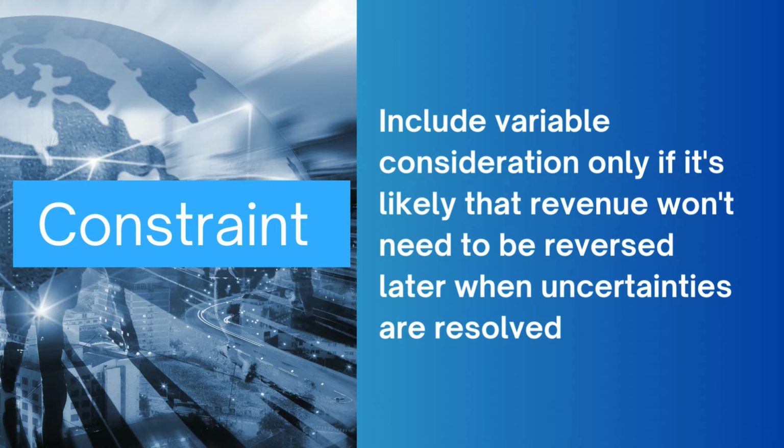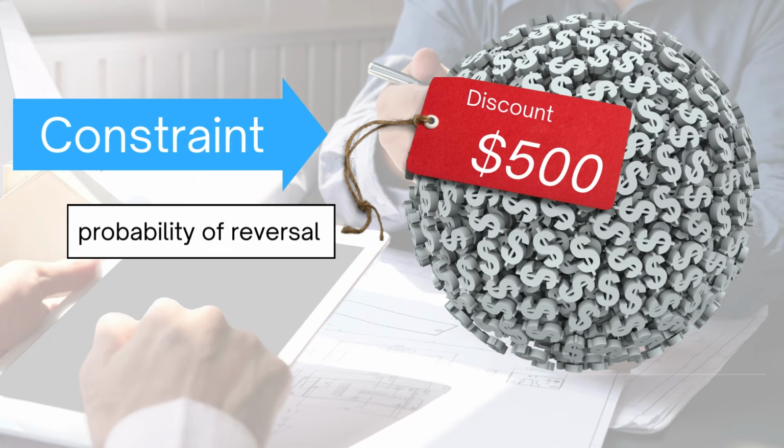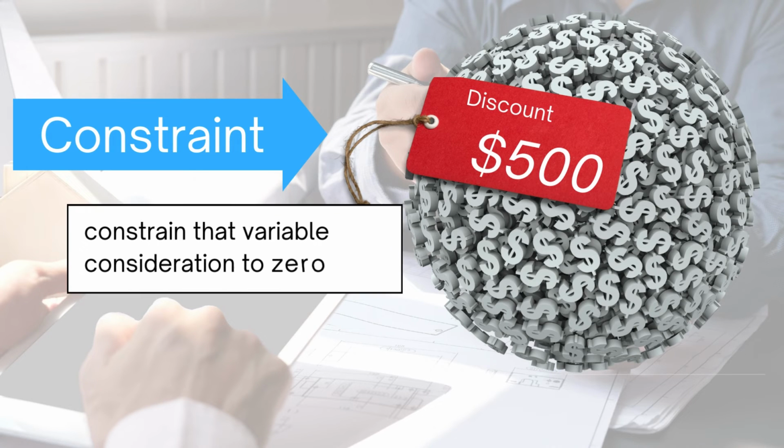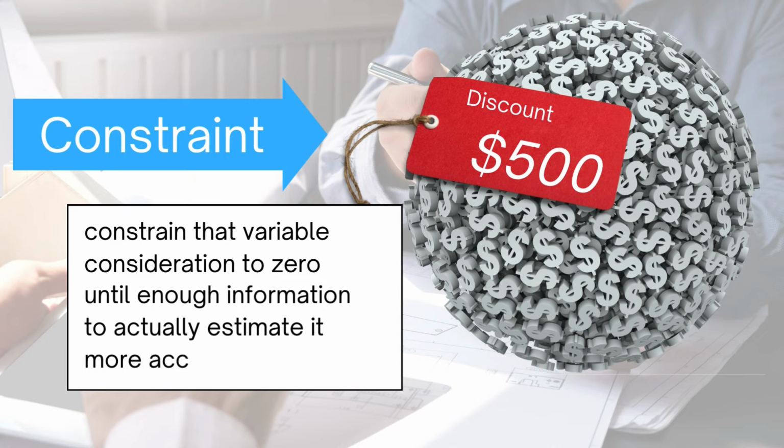An example of this is, if I have an estimate of $500 for my discount, because I don't know and there's a probability of reversal, I can constrain that variable consideration to 0 until such time I have enough information to actually estimate it more accurately.